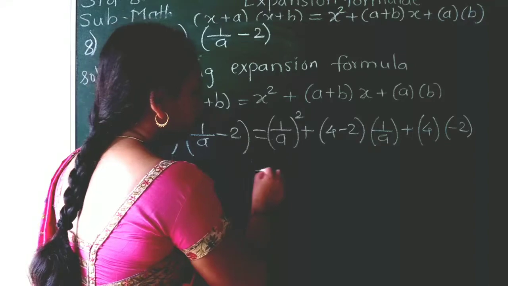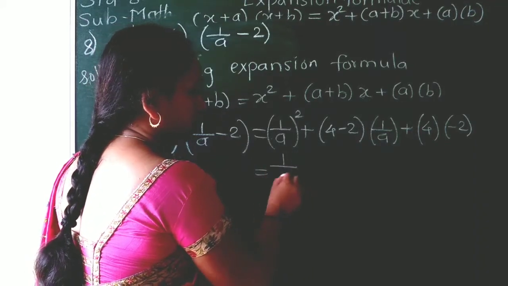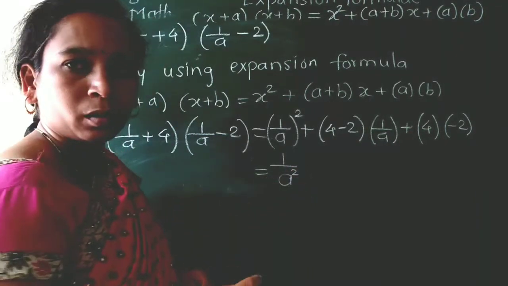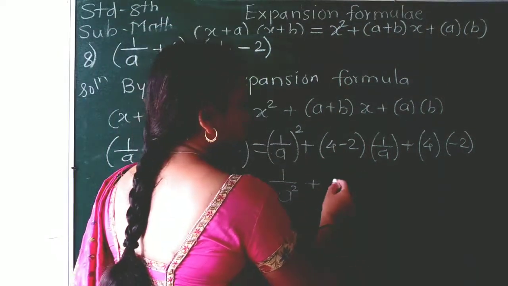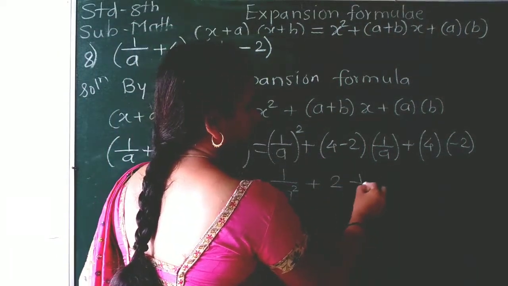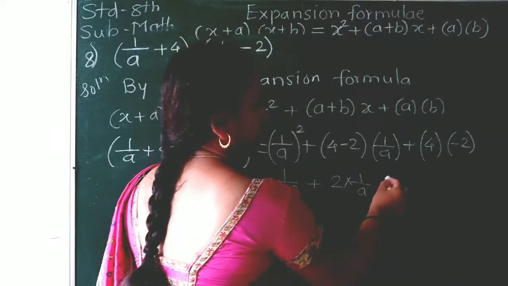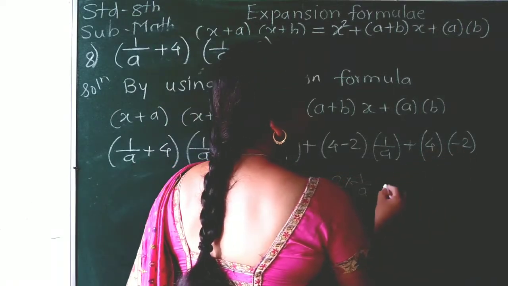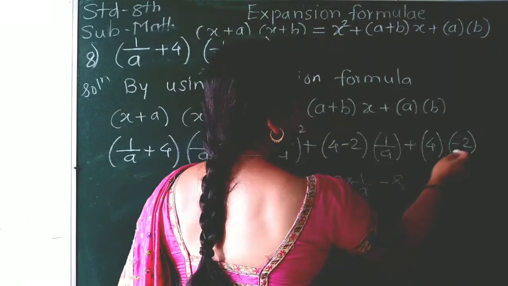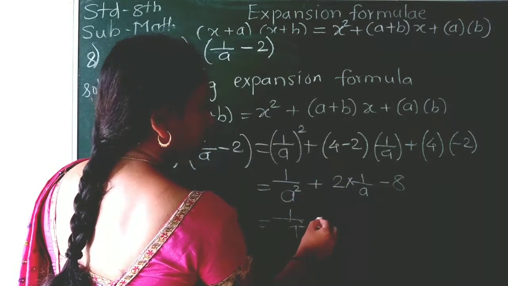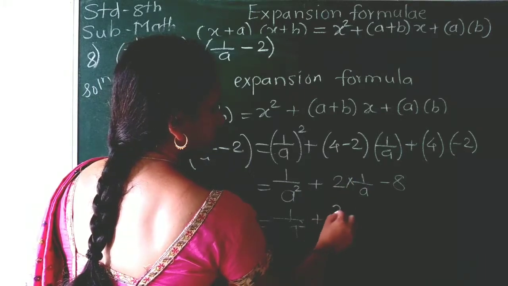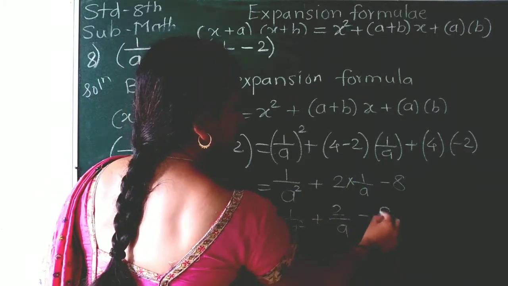I'm going to make the square. So 1 upon a square. Next plus subtraction of these two, it would be 2 upon a. Product of these two would be minus 8, 4 2s are 8. So here we will get the answer 1 upon a square plus 2 upon a minus 8.